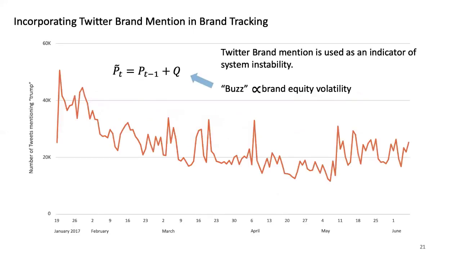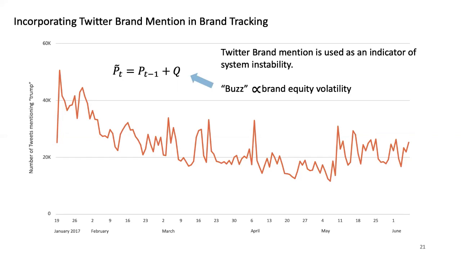So how does this work in real life? One of the things we know is that we all do social media monitoring for our brands. The idea here is that at a time when there is a huge buzz around the brand in your social media monitoring, we would expect a higher probability for the brand attribute itself to change more. So in this case, the buzz is proportional to the volatility around the brand equity.